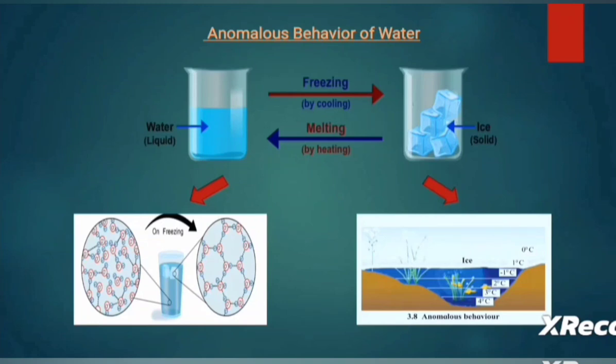The density of water is maximum at 4 degrees Celsius. If the temperature of water is lowered below 4 degrees Celsius, its density decreases and volume increases. It means water expands when temperature falls below 4 degrees Celsius, and this is called the anomalous behavior of water.